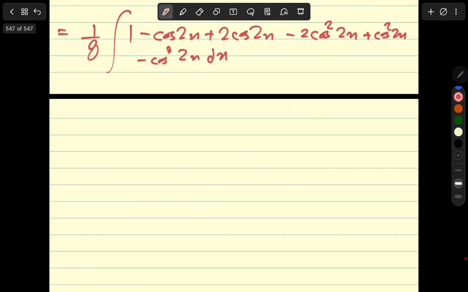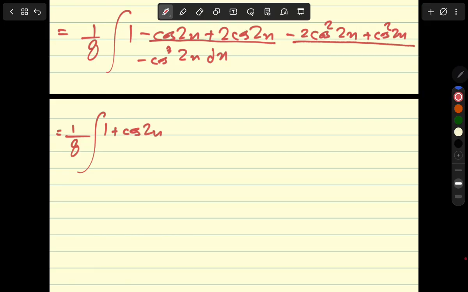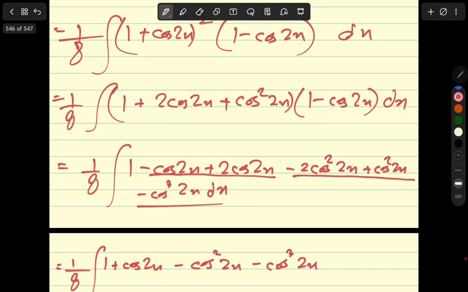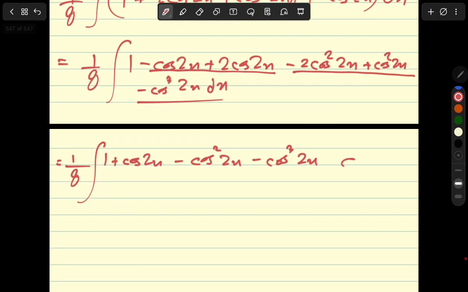Let's try to solve it. Simplify it. So this 1/8 comes here, and now let me simplify. Minus cos 2x plus cos 2x becomes 1 plus cos 2x minus 2 cos squared plus cos squared 2x becomes minus cos squared 2x, and this becomes minus cos cubed 2x, right? Very simple. And then this is this.